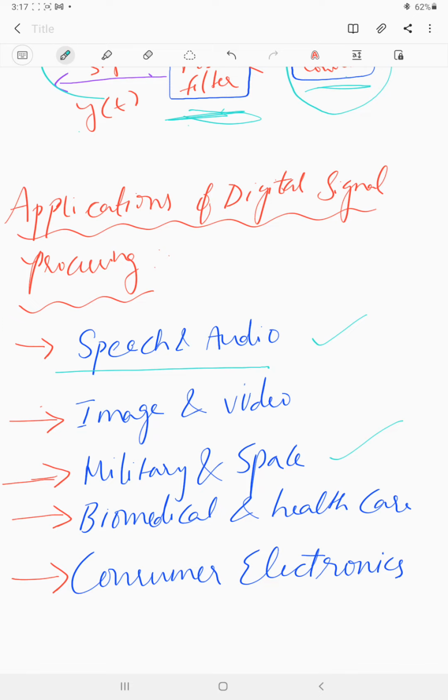It can be used for military and space applications, for example radar processing, missile guidance, etc. It can be used for biomedical and healthcare, for example ECG analysis, X-ray analysis, scanning, etc. It can be used for consumer electronics, such as digital television, digital cameras, mobile phones, interactive entertainment, etc.